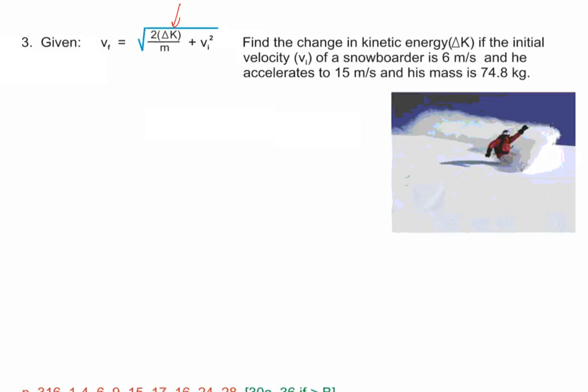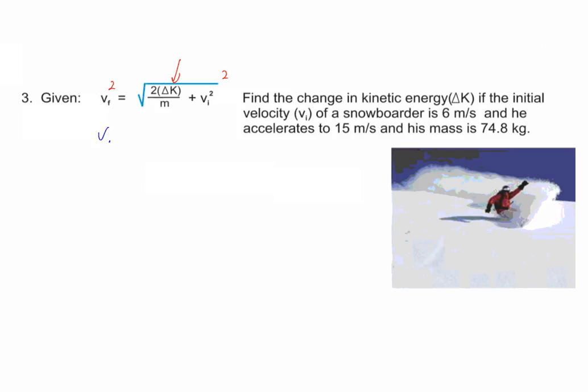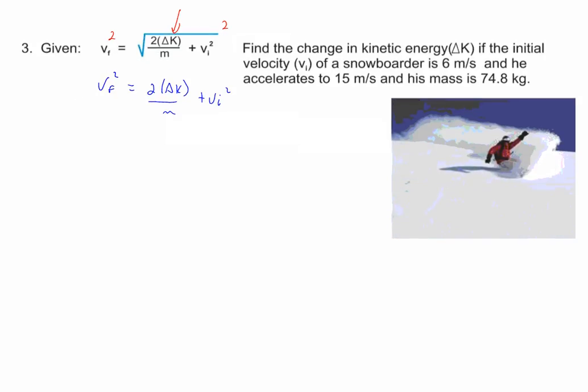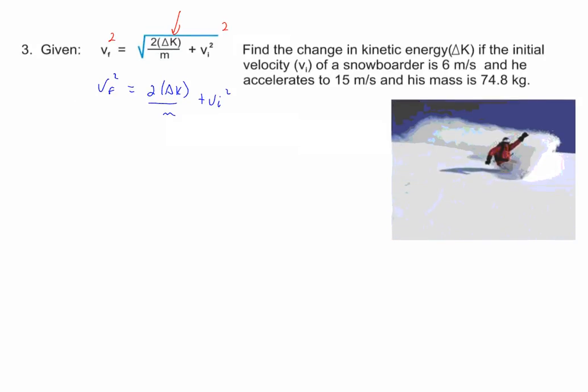We're going to solve for the variable. So what would you do right now? Square both sides, right? So v of f, the final velocity, is squared. And the right is 2 times delta K divided by mass plus v of i squared. Don't let it scare you that there's a bunch of stuff that you don't know. Just do the math that you know.